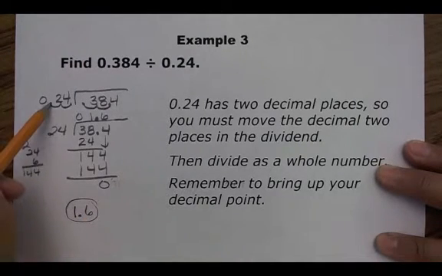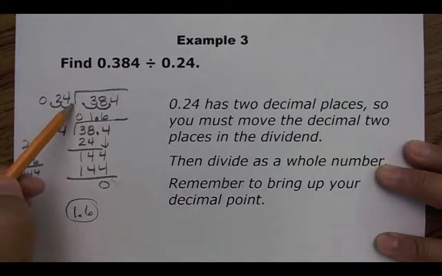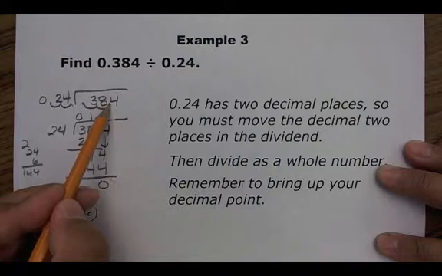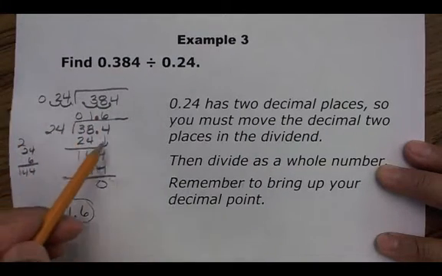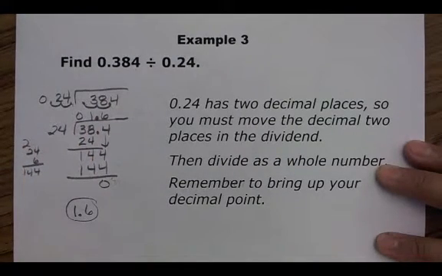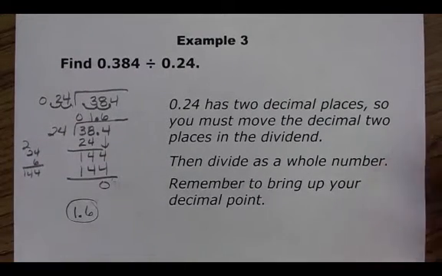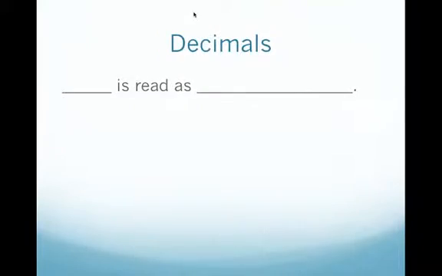Again, remember that you have to move the decimal point to make it a whole number in the divisor first. And however many places you move that, you have to move it in the dividend as well. And I always rewrite the problem so I don't get confused where the decimal points are. And the decimal point comes straight up.